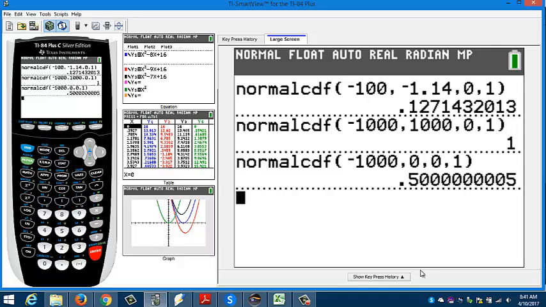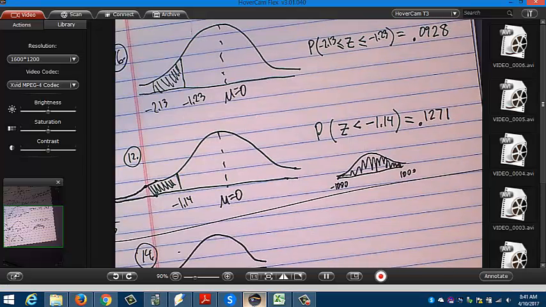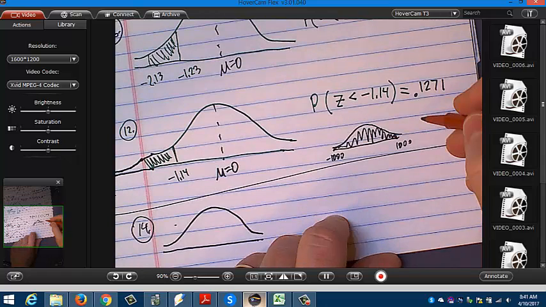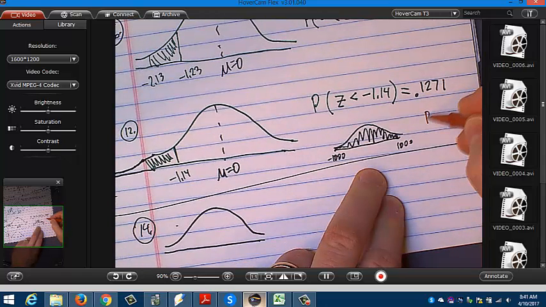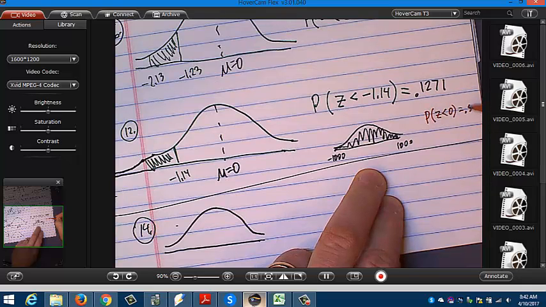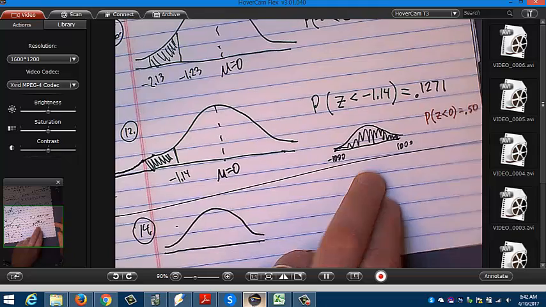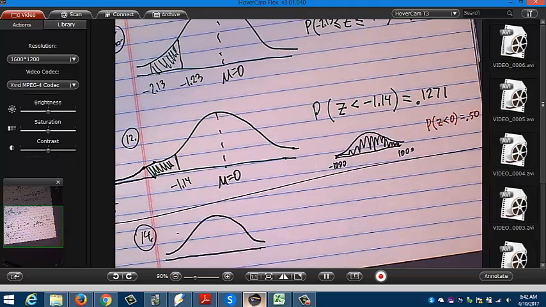Because half of the area is on one side and half of the area is on the other side. So I could say, for example, in the problem we just did, the probability of z being less than 0 is 50%. We just computed that. Okay, back to 14.